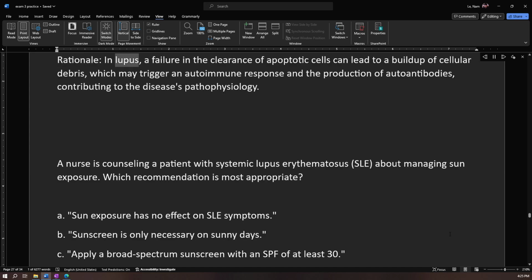Rationale. In lupus, a failure in the clearance of apoptotic cells can lead to a buildup of cellular debris, which may trigger an autoimmune response and the production of autoantibodies, contributing to the disease's pathophysiology.